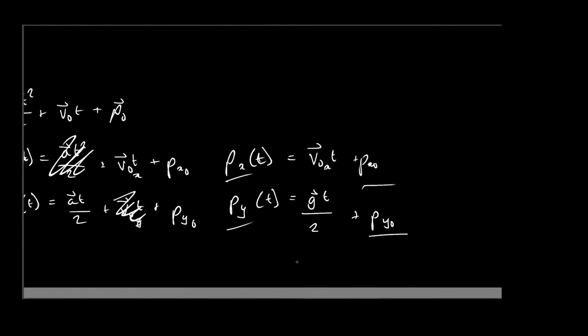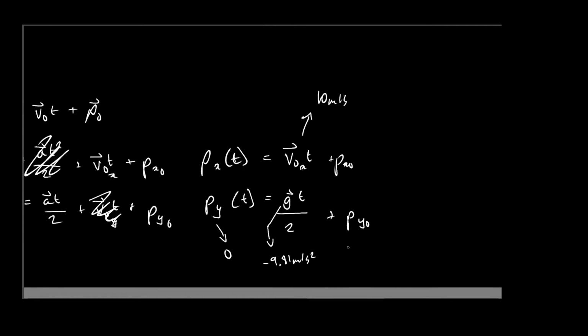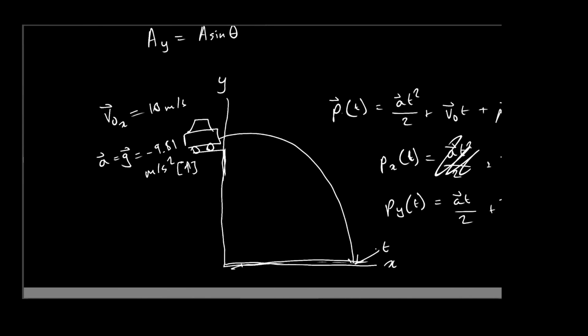We know that the p naught y at time t, when it hits the ground, is going to be 0, right? So we just say that this is 0. We know that this is 10 meters per second. Also, I am not solving this equation in the most organized way, so bear with me. Negative 9.81 meters per second squared. We have yet to define this one, so let's do that right here.